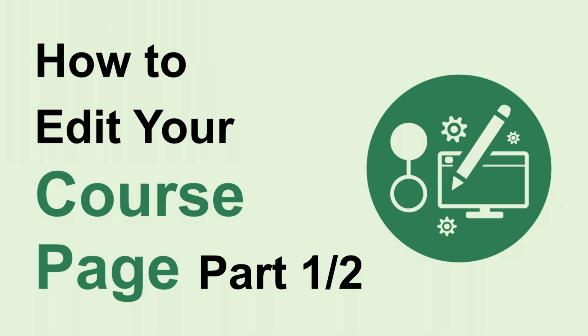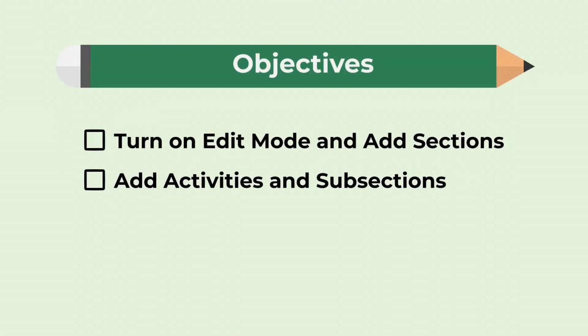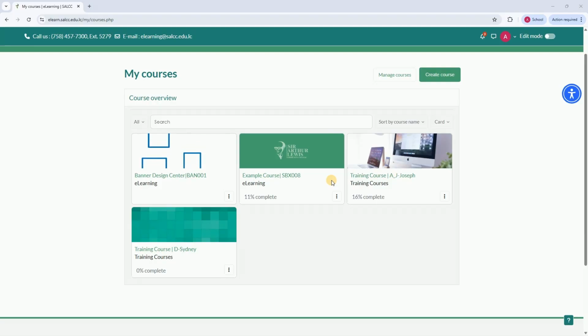In this video, we will demonstrate how to turn on edit mode and add sections, as well as add activities and subsections. To begin, from the My Courses page, navigate to the course page you wish to edit and click on it.